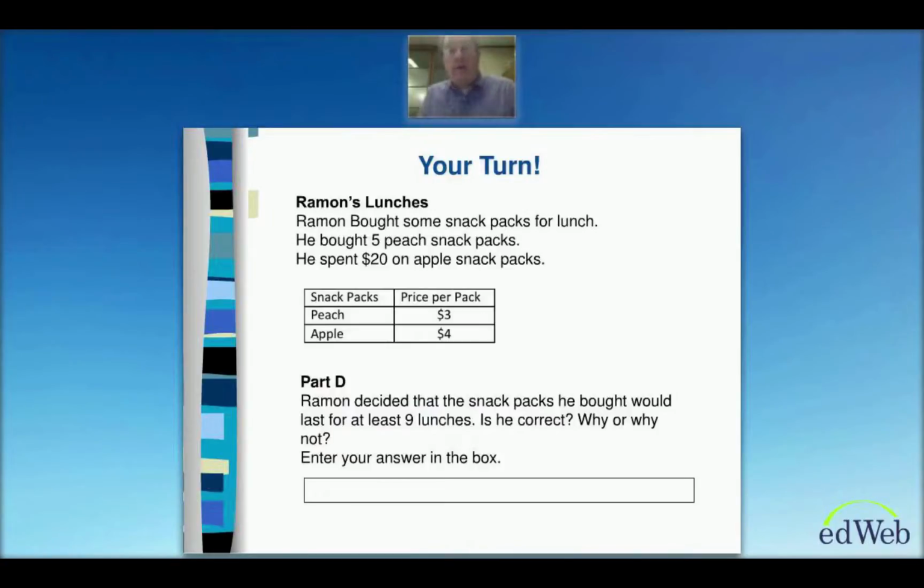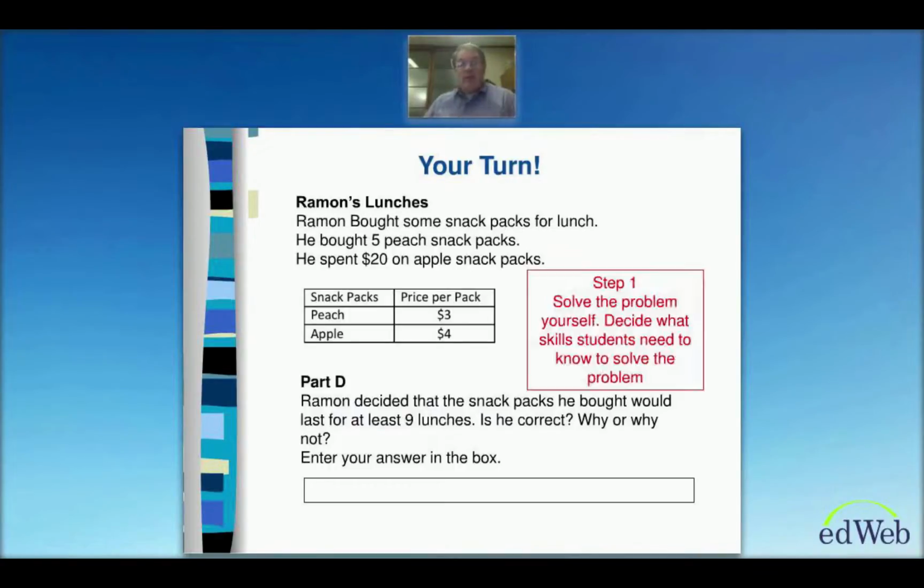Okay, those are both background items, and I wanted to now give you a chance to work on a performance task. I've set one up here with a prompt and a part D, which is the culminating part. And I want to give you about 5 minutes to look at this and think about these questions. Step 1, solve the problem yourself. This is always the first place to start with a performance task. And as you do so, you can decide what skills students need to know to solve the problem.